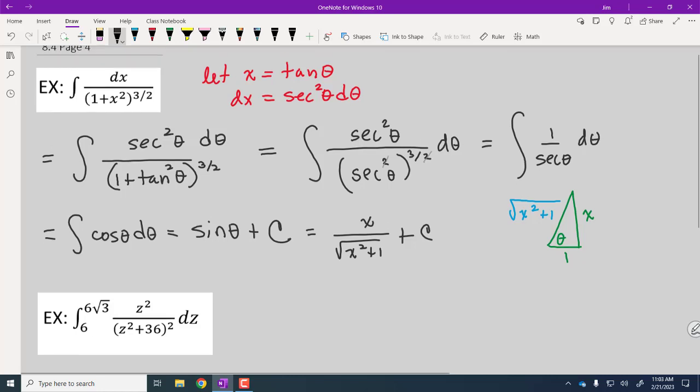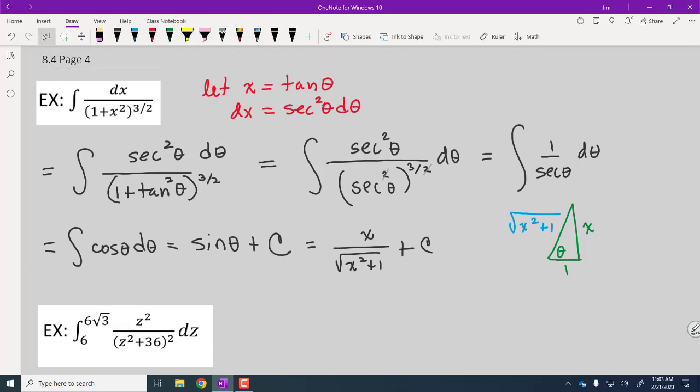All right, any questions there? Super important when you're doing your substitution step: that differential, make sure that gets replaced.